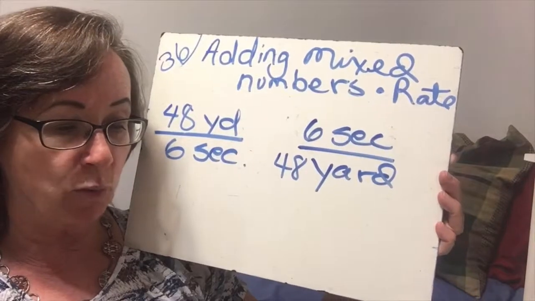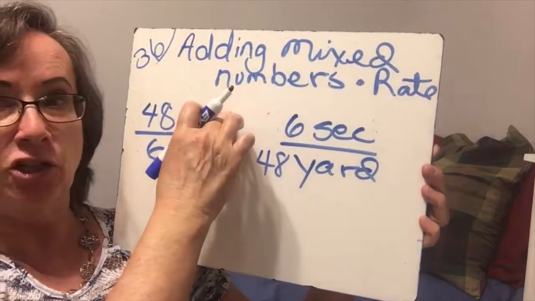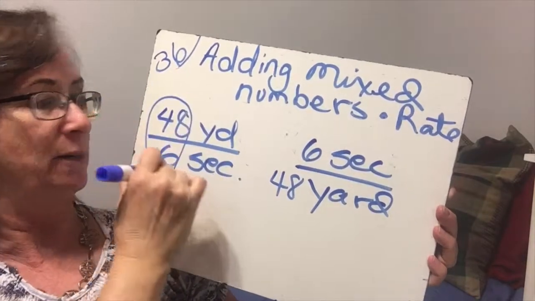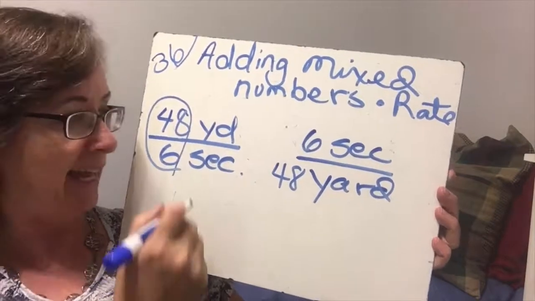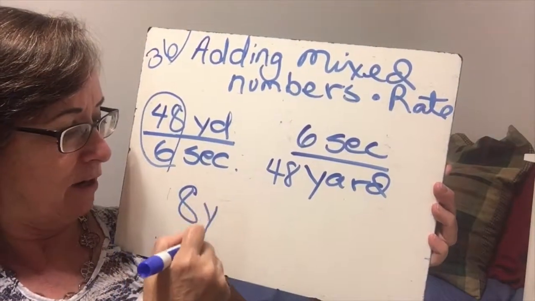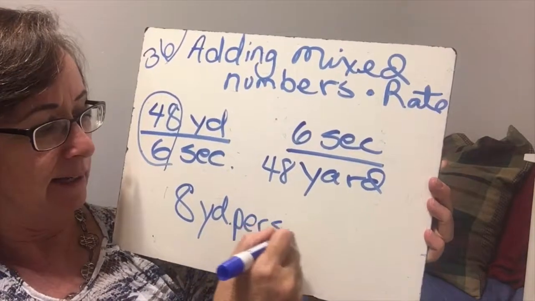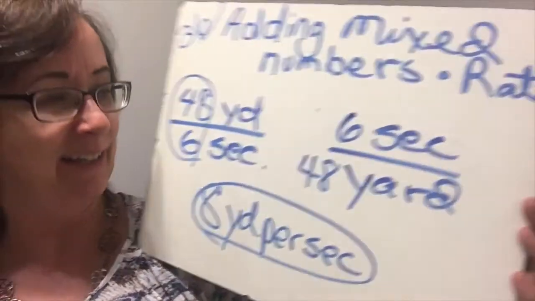So it says first, what was his rate in yards per second? Well, this one already has yards on the top and seconds on the bottom. So all I need to do is simplify that as much as I can. 48 divided by 6 is 8. 8 yards per second. If we use the per, we can do without the fraction, okay?